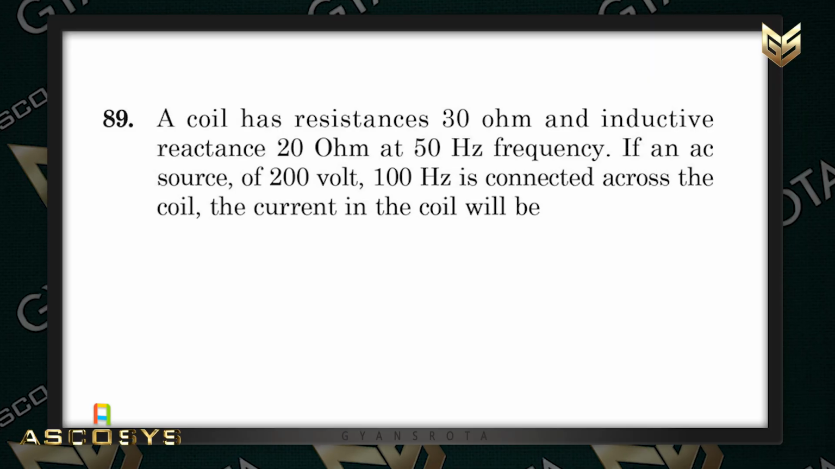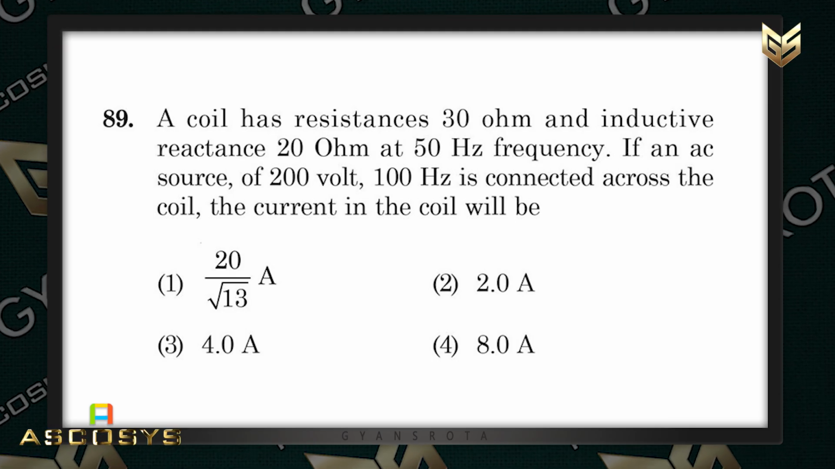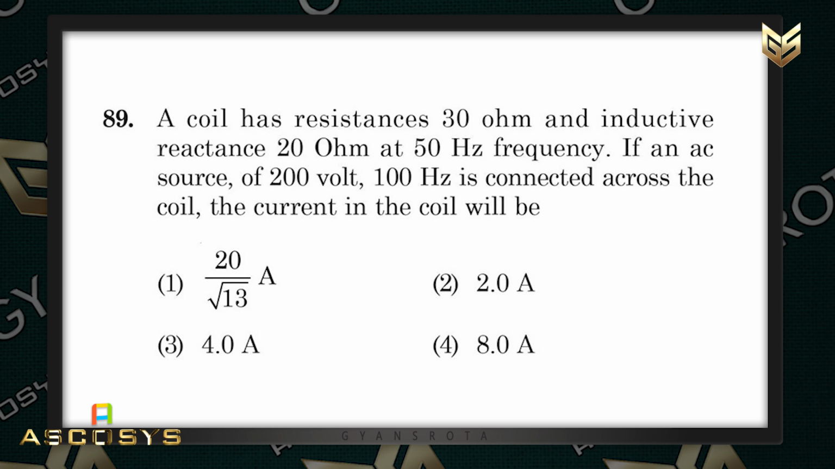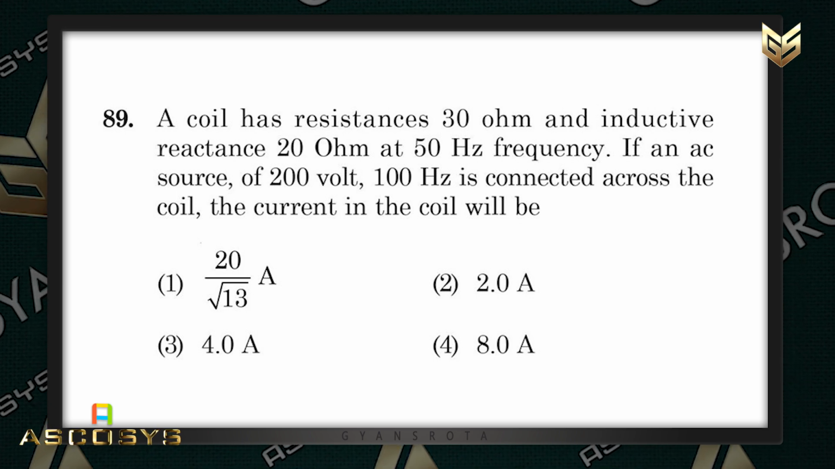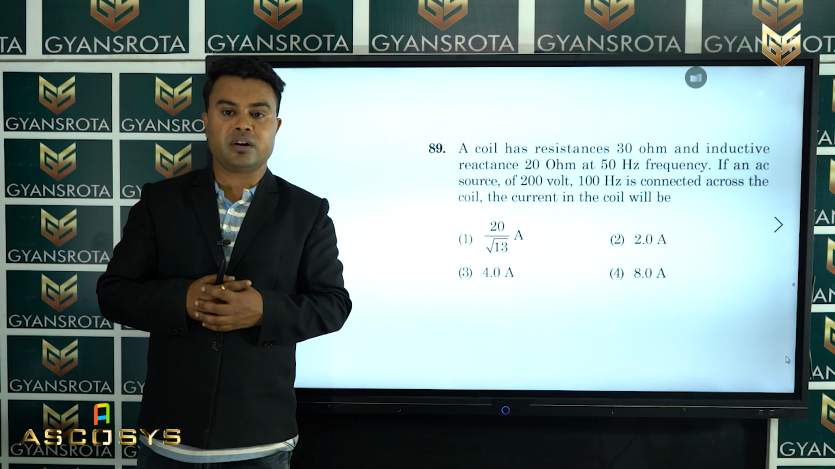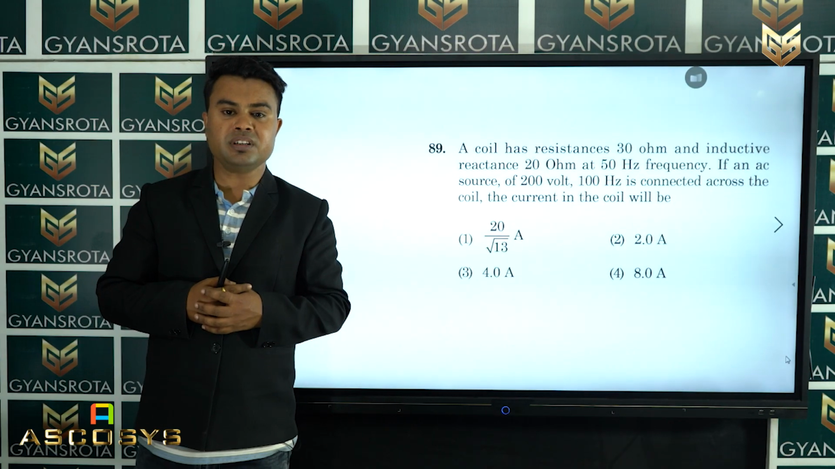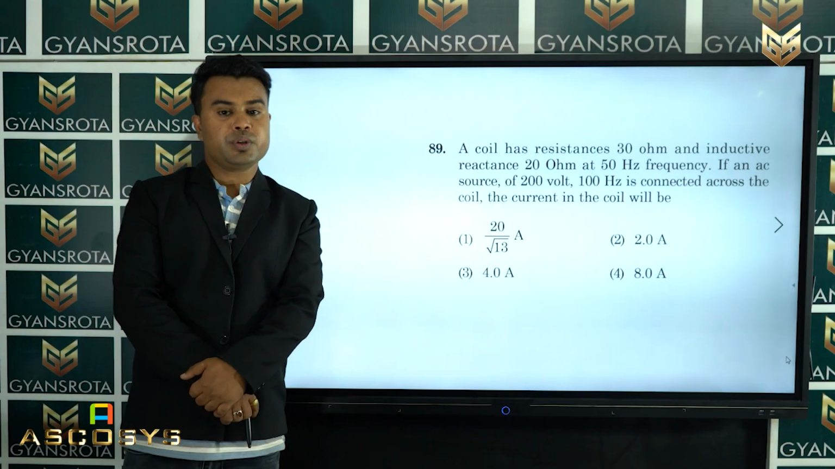A coil has resistance 30 ohm and inductive resistance 20 ohm at 50 hertz frequency. If an AC source of 200 volt 100 hertz is connected across the coil, the current in the coil will be how much? Okay, now this is a question from the topic alternating current. How are you going to approach this one?